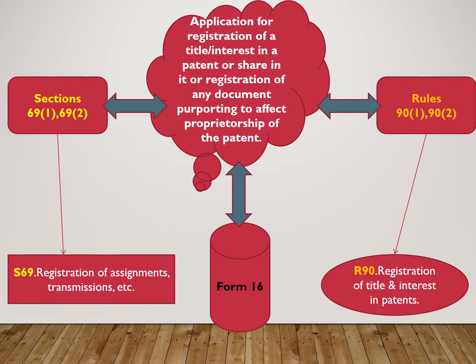Here, the title of section 69 is Registration of Assignments, Transmissions, etc. And Rule 90 is Registration of Title and Interest in Patents. So here you can see the keyword is registration. Registration of a title. Registration of any kind of document. Here is the main fundamental theory of this relationship between the related sections, rules and the form number 16.